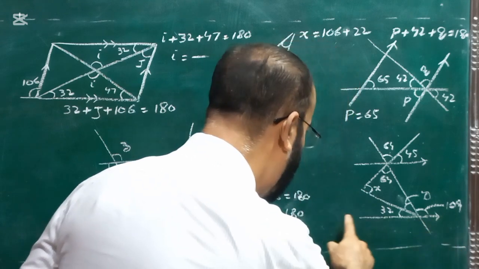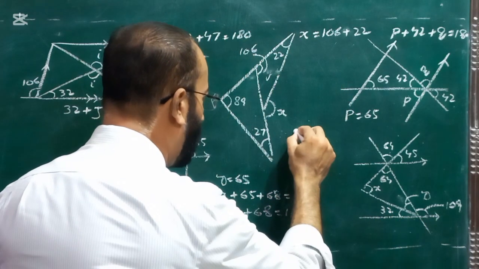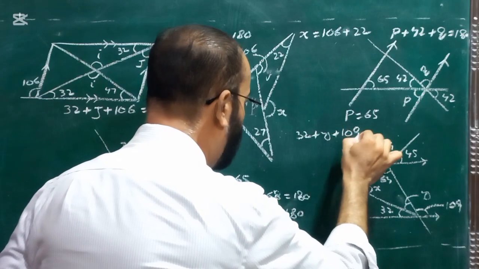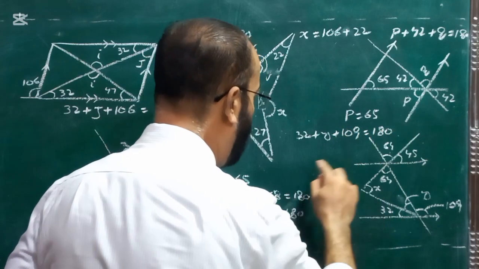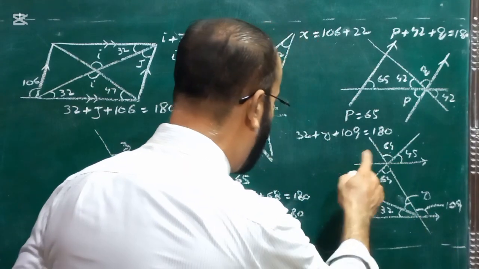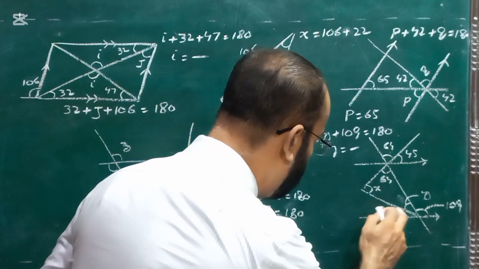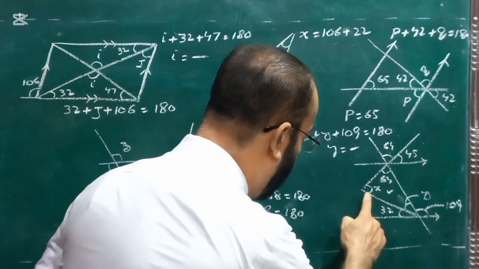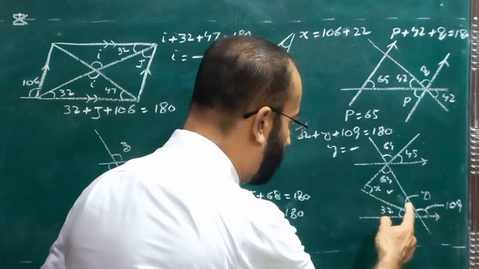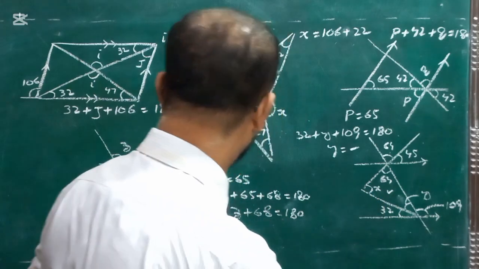And if you come on this straight line now, 32 plus y plus 109 should be equal to 180 degrees, because the sum of the angles on a straight line is 180 degrees. From here, y's value will be solved. So if y is there, then come into this triangle, x plus 64 plus y should be equal to 180 degrees, because the sum of the angles of a triangle is 180 degrees. From there, x will be solved. So these are the questions.